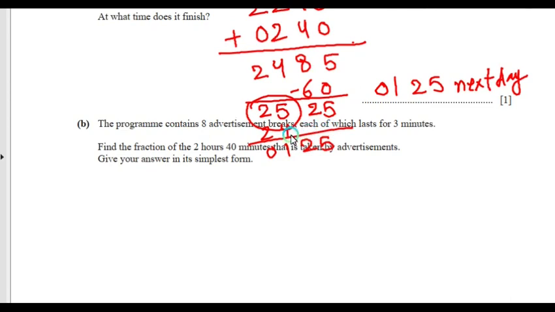If we just add them, it will become 24 hours and 85 minutes. So 85 cannot be written, and that's why I'm subtracting 60, which is equal to 1 hour. So we'll have 25 minutes, and this 1 hour will be added to 24. So 24 plus 1 gives you 25.